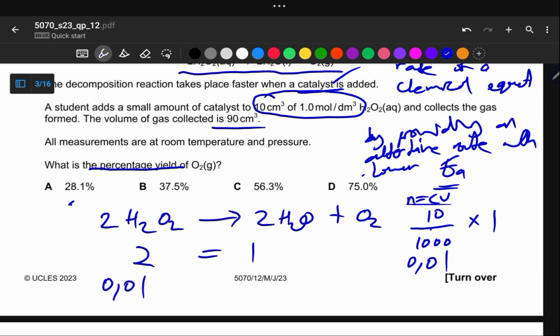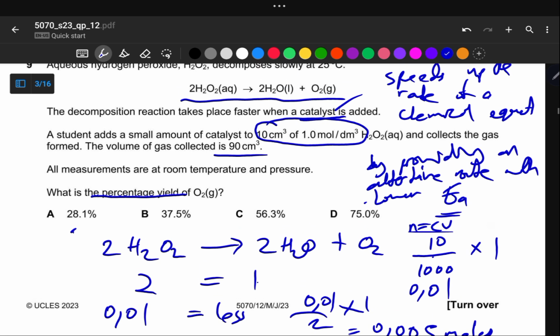So 2 gives us 1. What about 0.01? Gives us less, right? So we're going to have 0.01 over 2 multiplied by 1. So divided by 2 multiplied by 1. So we're going to have 0.005 moles, right? So these are the moles of oxygen produced.